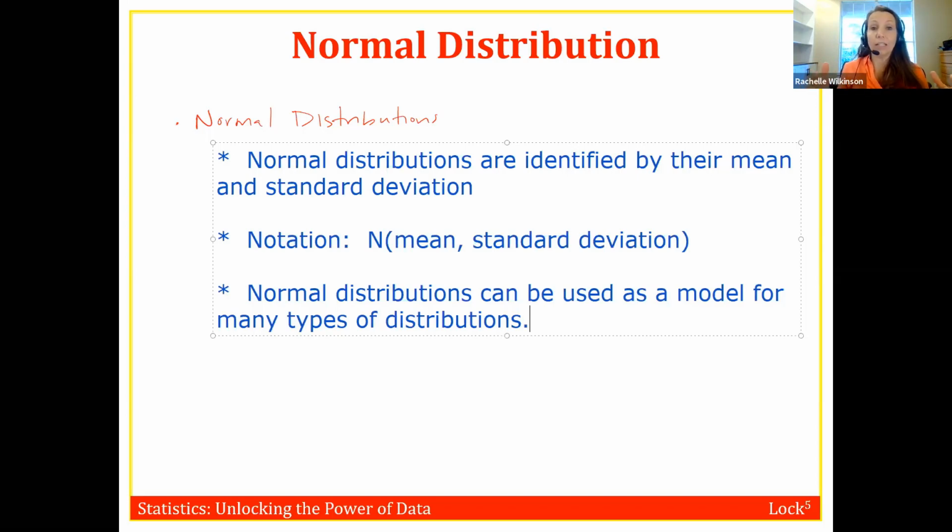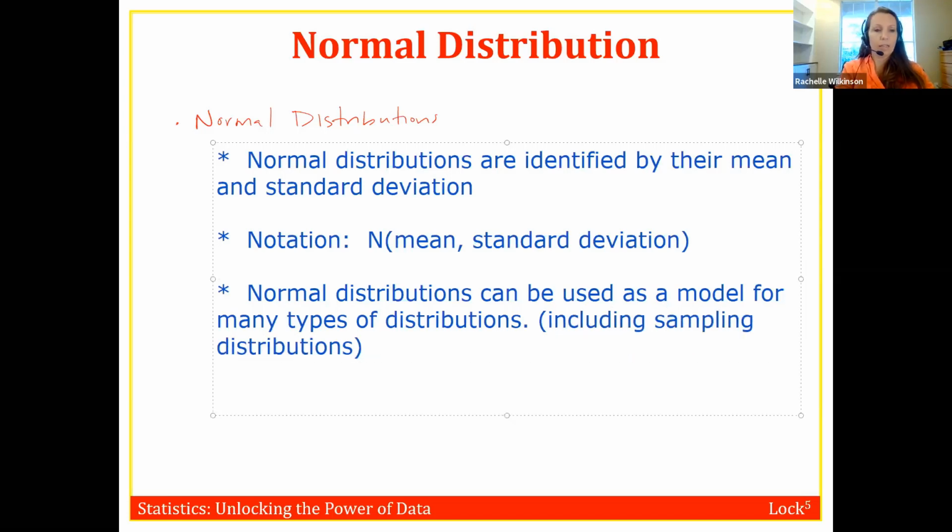So the key idea here is that we're going to start using the normal distribution as a model for our sampling distribution. Instead of using Bootstrap and randomization distributions to help us come up with p-values and construct confidence intervals, we're going to use the normal distribution to model the sampling distribution, including sampling distributions. And the last point is that we're going to use areas under that normal curve to help us find the p-values and construct confidence intervals.